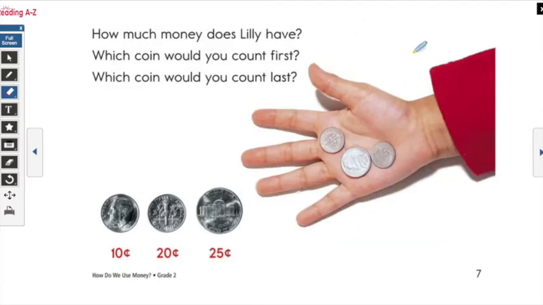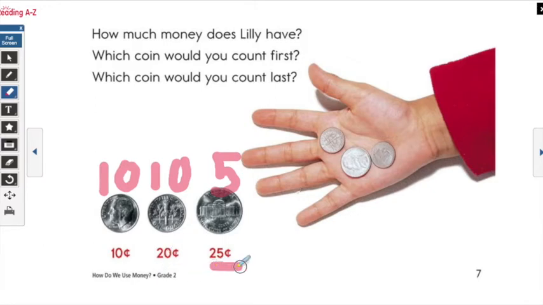How much money does Lily have? Which coin would you count first? Which coin would you count last? We're going to start with our dime because it's the biggest. Remember, a dime is worth 10 cents, so we have 10. Another dime, which is 10. And then a nickel, which is 5. So we have 10, 20, 25 cents. 25 cents total.